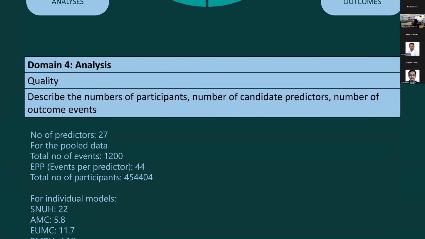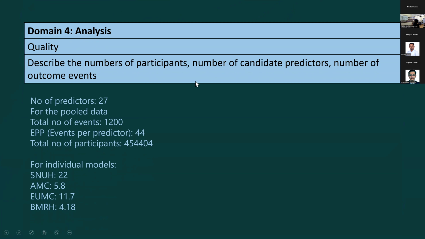So looking at the analysis, describe the number of participants, candidate predictors, and number of outcome events. The total number of predictors was 27. For the pooled data, the total number of events is 1,200. Looking at events per predictor, we get 44, which is a good number. And the total number of participants was around 450,000.